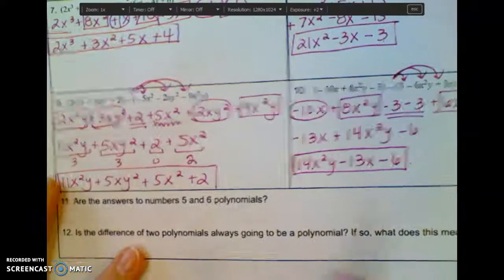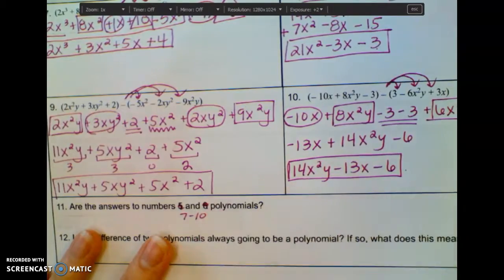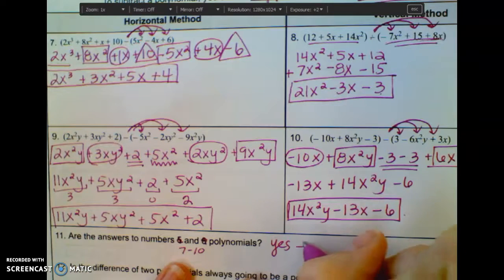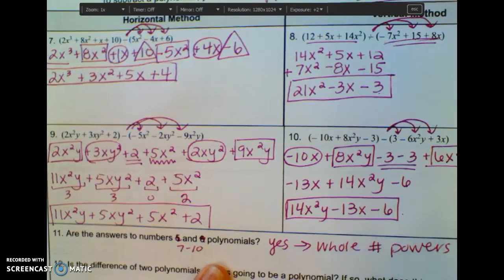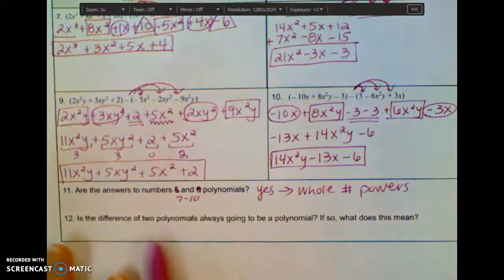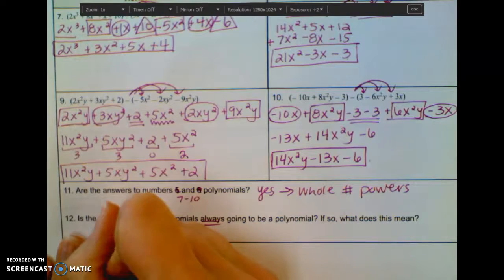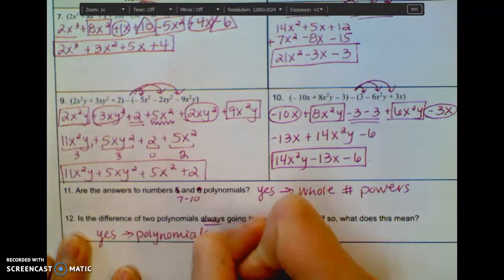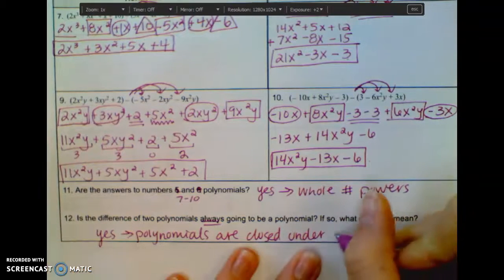Okay, last two questions. Are the answers to numbers 7 through 10 all polynomials? Just like in addition, yes they are. How do we know they're polynomials? They have whole number powers. So based on what we said with addition, because all of these are polynomials, what does that mean? Is the difference of two polynomials always going to be a polynomial? Yes. And that implies that polynomials are closed under subtraction.